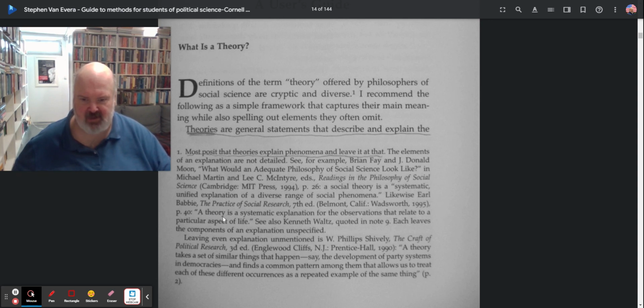Earl Babbie: a theory is a systematic explanation for observations that relate to a particular aspect of life. Also, see Kenneth Waltz, who noted each leaves the components of the explanation unspecified, leaving even explanation unmentioned. Philip Shively's The Craft of Political Research, which is a decent book: a theory takes a set of similar things that happen, say the development of party systems in democracies, and finds a common pattern that allows us to treat each of these different occurrences as a repeated instance of the same thing.